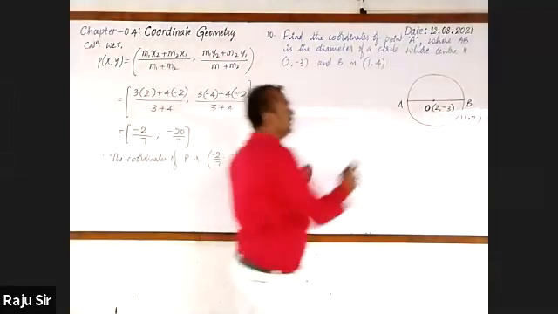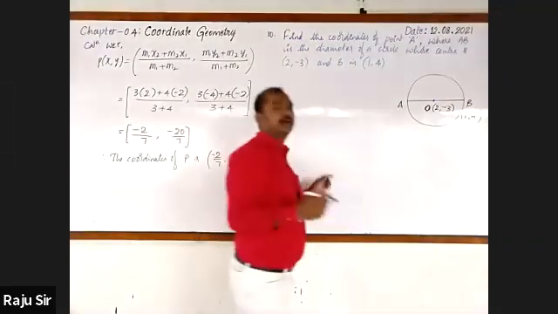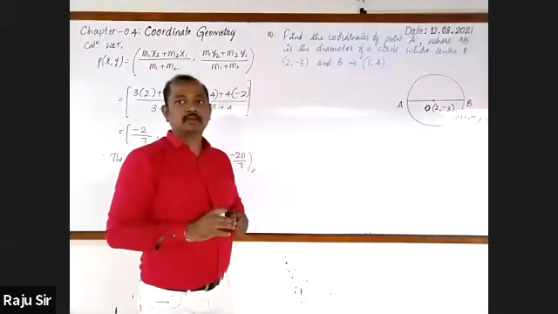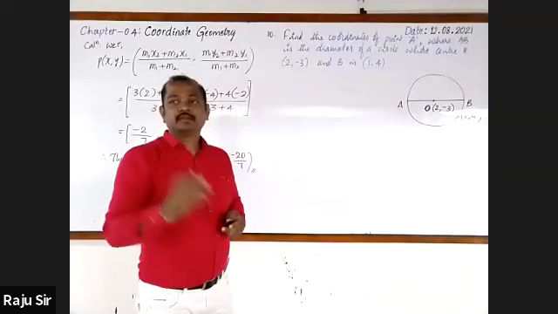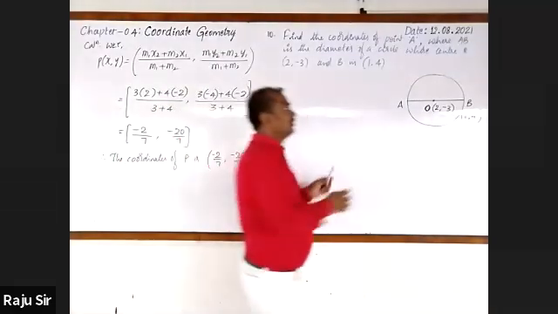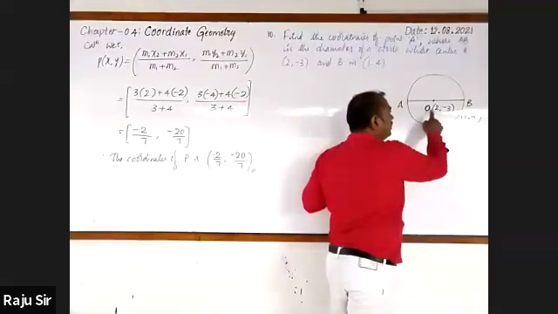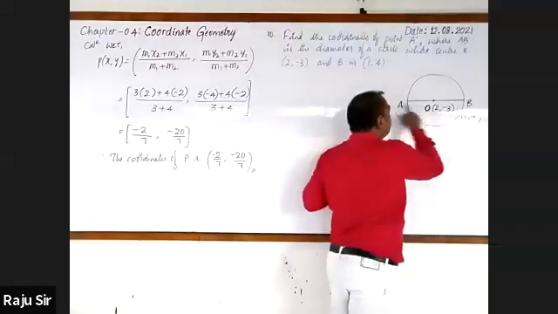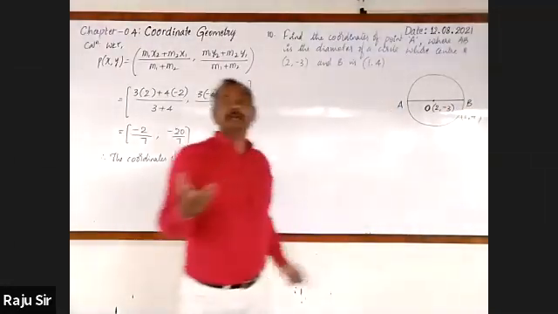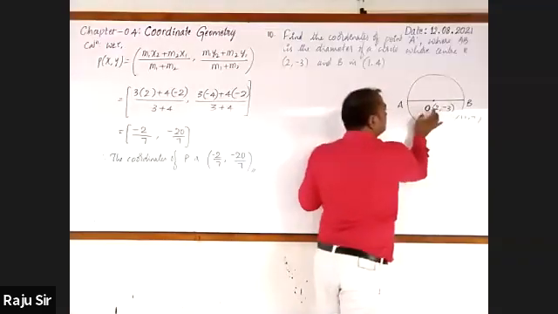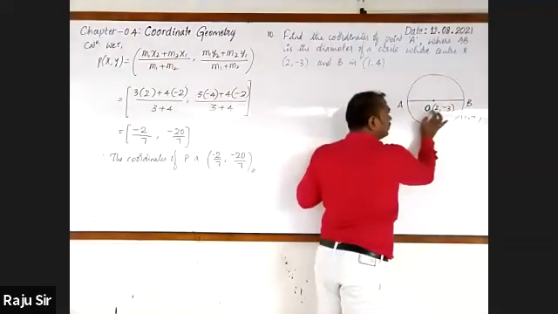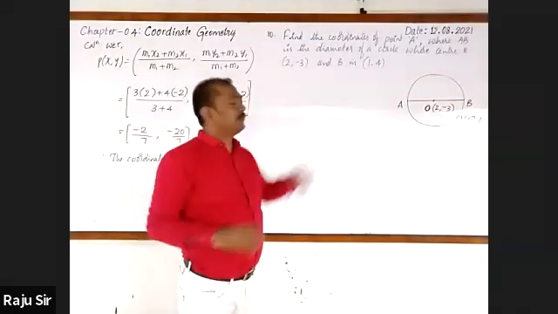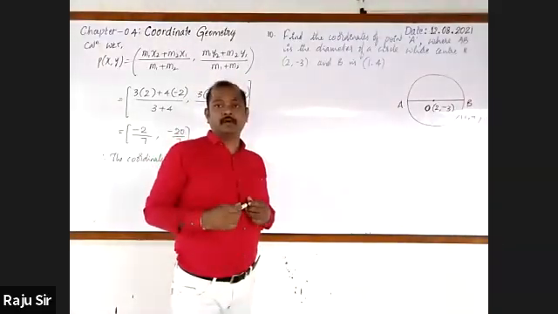We want coordinates of A. How do you go for finding? Section formula, with ratio 1. Here, you know the center of the circle is nothing but the midpoint of the diameter AB. The distance from O to A is radius, O to B, that is also radius. Both are radii. Hence, we can go for using midpoint formula.